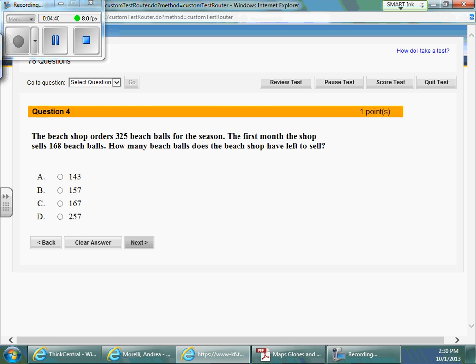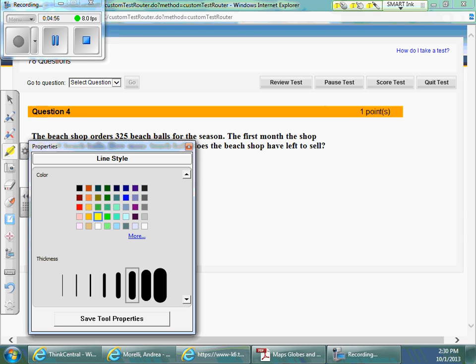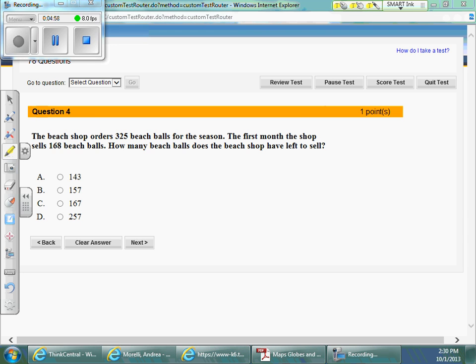The beach shop orders 325 beach balls for the season. The first month, the shop sells 168 beach balls. How many beach balls does the beach shop have left to sell? So let's take a look at what we know. We are starting the season with 325 beach balls. 168 beach balls were sold in the first month. How many beach balls does the shop have left?